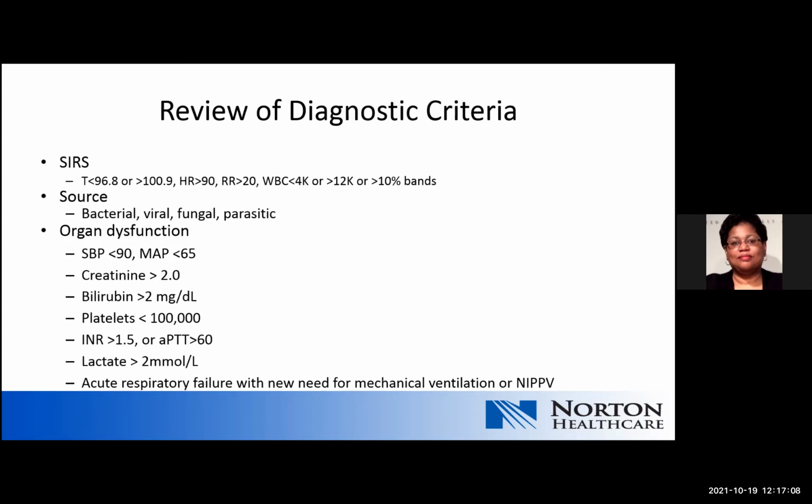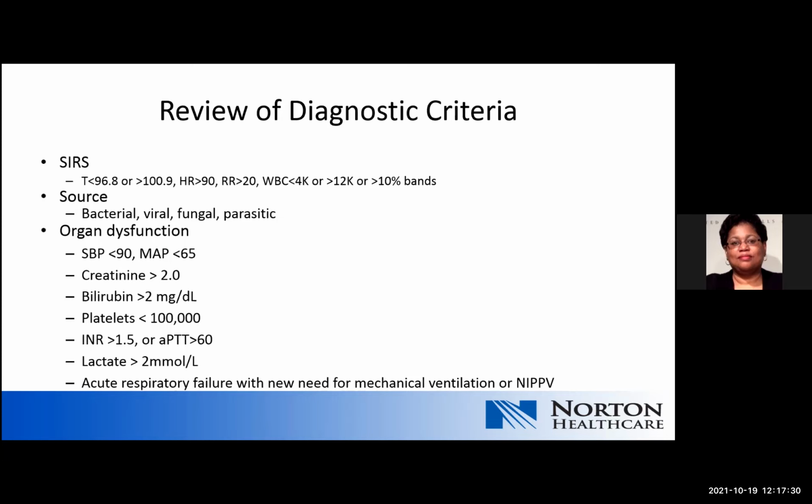So back to sepsis itself at the bedside. As far as what that diagnostic criteria looks like, I mentioned that systemic inflammatory response syndrome, or SIRS, earlier. You can see that criteria listed out here: the temp, the heart rate, the respiratory rate, and the white count. If you have 2 out of the 4 that's abnormal, you've got to have a source, either suspected or confirmed.